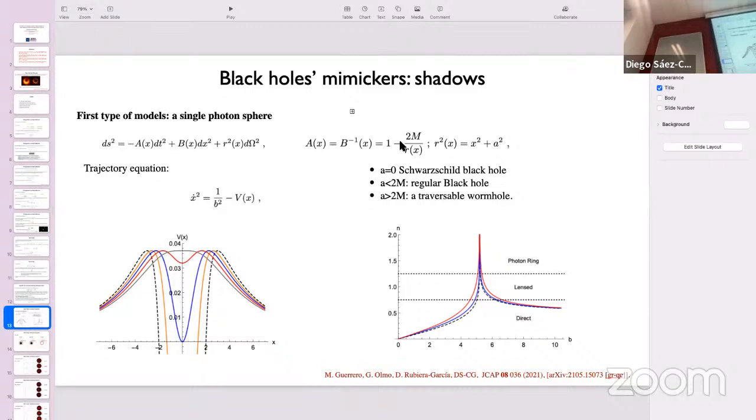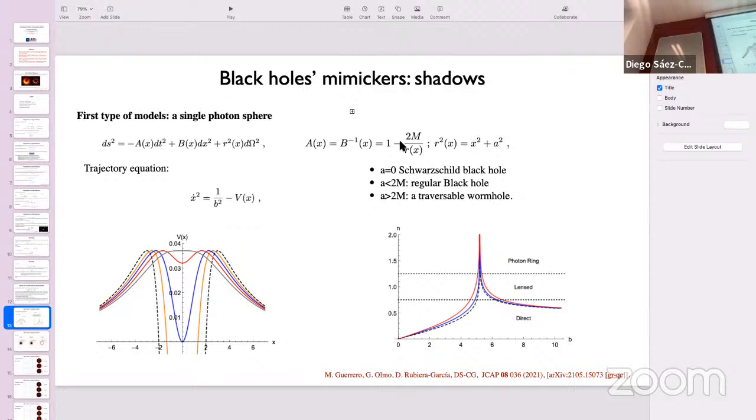The point, and what is important here, is that at the end, if you compute the different emissions that you are going to collect, depending on the impact parameter, the direct emission corresponds to a very wide range of impact parameters. The lensing emission just corresponds to a very narrow range of values for the impact parameters. And the photon ring, which is going to tell you where this maximum is located and what type of metric you are going to have, corresponds to a very, very narrow range of impact parameters.